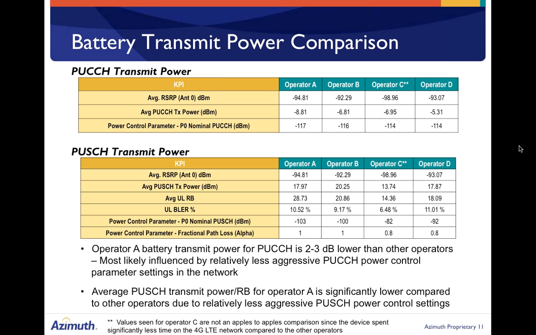And when you start digging into the details, this is where you start looking into the end-to-end protocol stack. You start comparing parameters of the different operators to try and understand how parameter settings influence the transmit power comparisons. It becomes obvious that when you look at the settings, operator A's PO nominal PUCCH setting was minus 117 dBm compared to minus 116 and minus 114 for operator B and D.